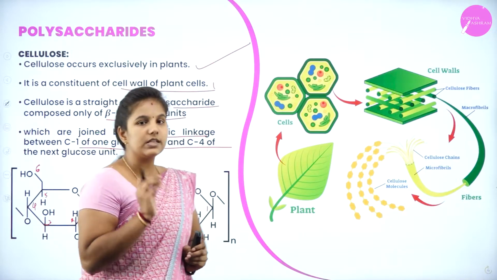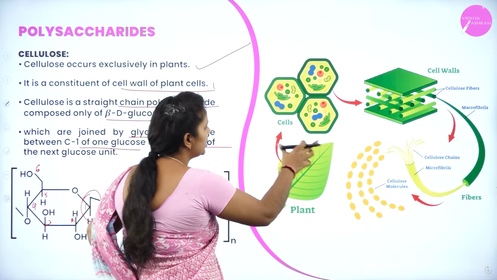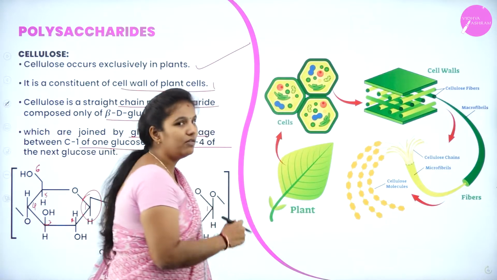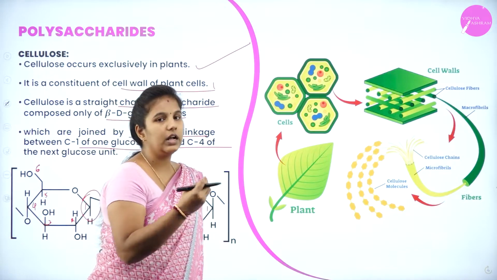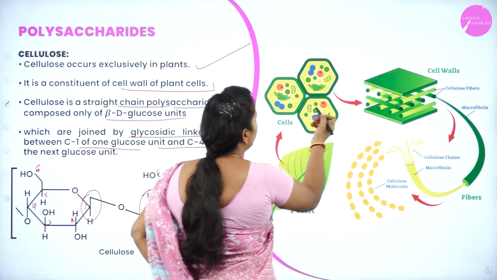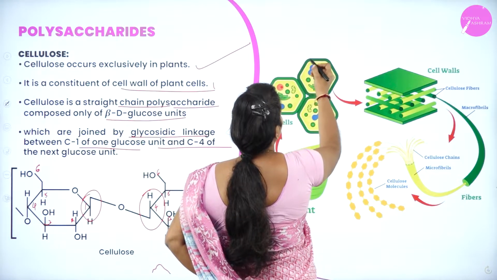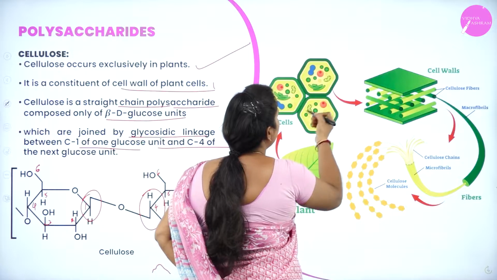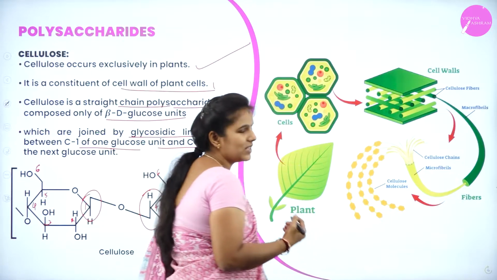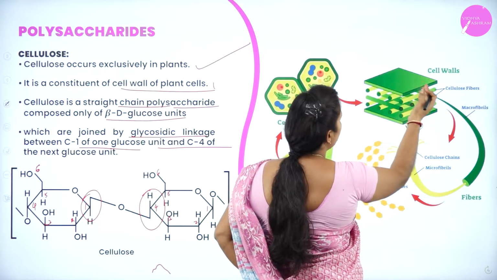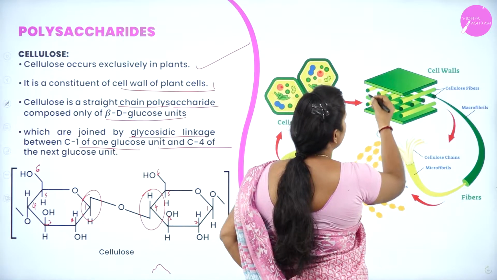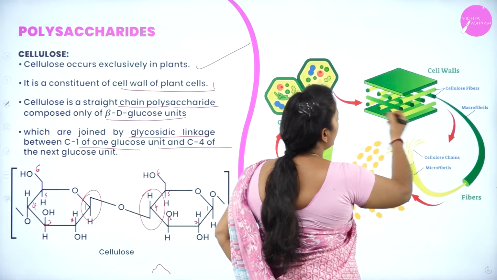So where does it present? Already we have understood, especially in the green plant on the cell wall. That is in the cell, inside that you can see that there is a wall. In that you can see that this is a green portion. You can see that this is the outermost layer in the cell, that is known as cell wall. In between the cell wall you can see that there is a formation of fibrous cellulose.